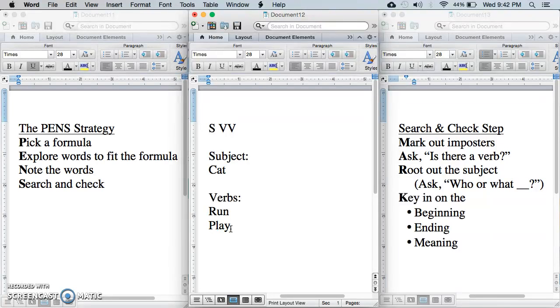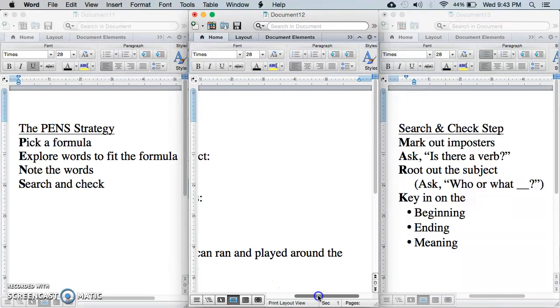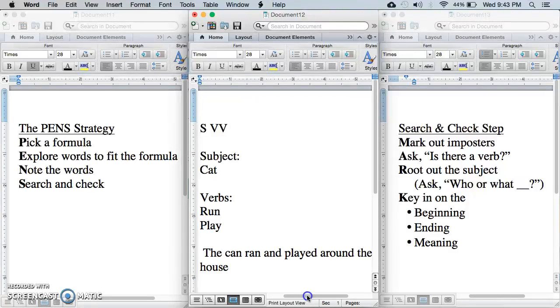We could write the cat ran and played around the house. I'll make that easier to see. The cat, not the can. The cat ran and played around the house. Now we have a sentence.